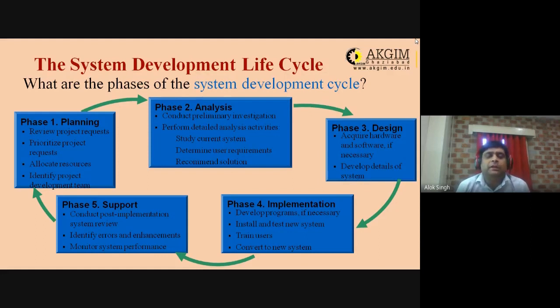Next is to perform the detailed analysis activity. First, study the current system. Means what is the traditional system that you are adopting currently, and what are the loopholes, why you are going to shift to a particular information system, why you are going to adopt a particular information system. All this will come under this point, that is, study the current system.